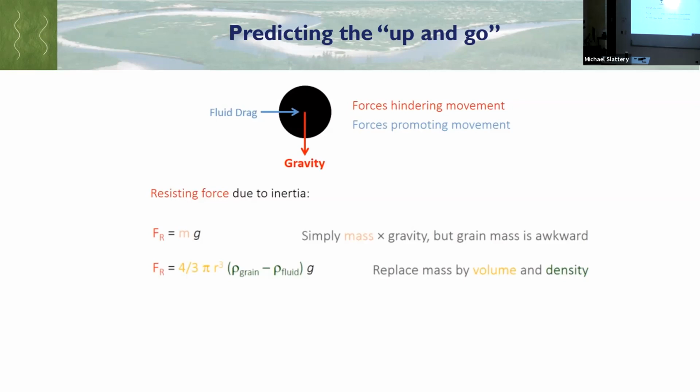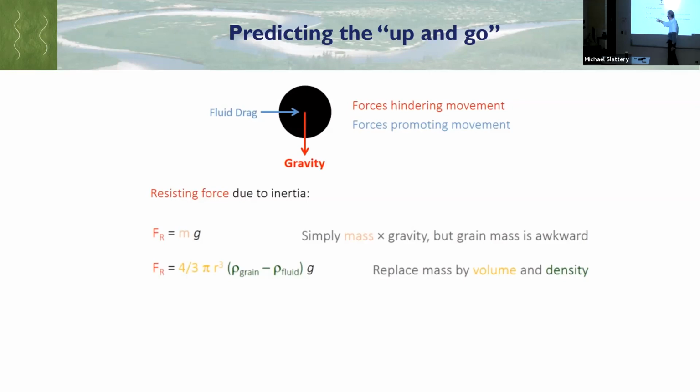That's easier to deal with computationally. So we replace the m with this. The volume of the particle is 4/3 pi r cubed. That's how you calculate the volume of a sphere, multiplied by the density of the particle. Well, you do have to take away the density of the fluid, because the fluid is giving that particle some sort of buoyancy. So let's take the fluid out.